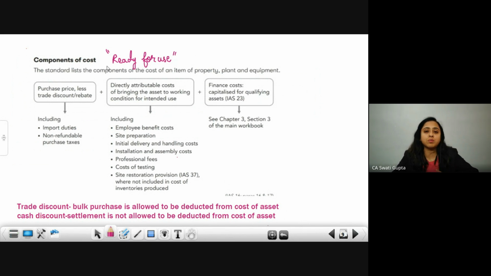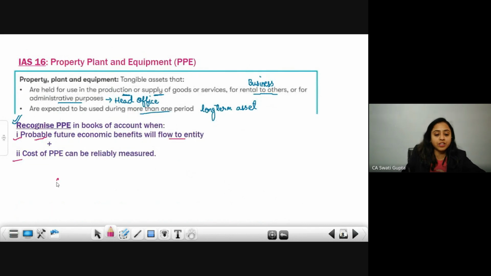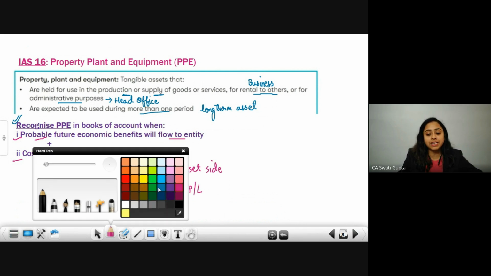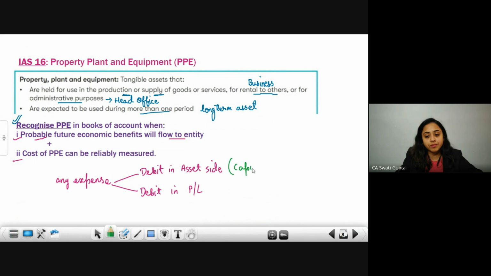See, there are only two options if you have incurred any expense. Either you can debit it in the asset side, or you can provide a debit in PL. Whenever there is an expense, there are only two options. Either you can record it as an asset, or you can charge it into the PL as a simple expense. You are allowed to debit it in the asset. This is known as capitalization.